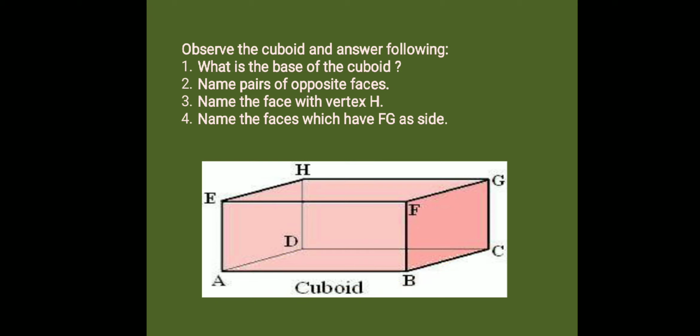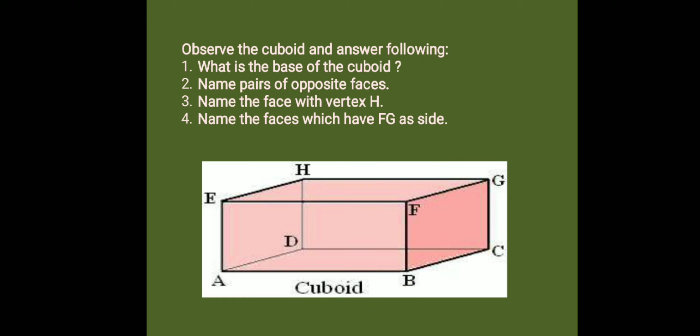Name the pairs of opposite faces. First, the opposite faces top and bottom. The top face is EHGF and the bottom face is ADCB. Next one is front and back. The front one is EFBA, and the back side one is HGCD. Now the lateral opposite faces. On the left hand side is EHDA, and on the right hand side is FGCB.